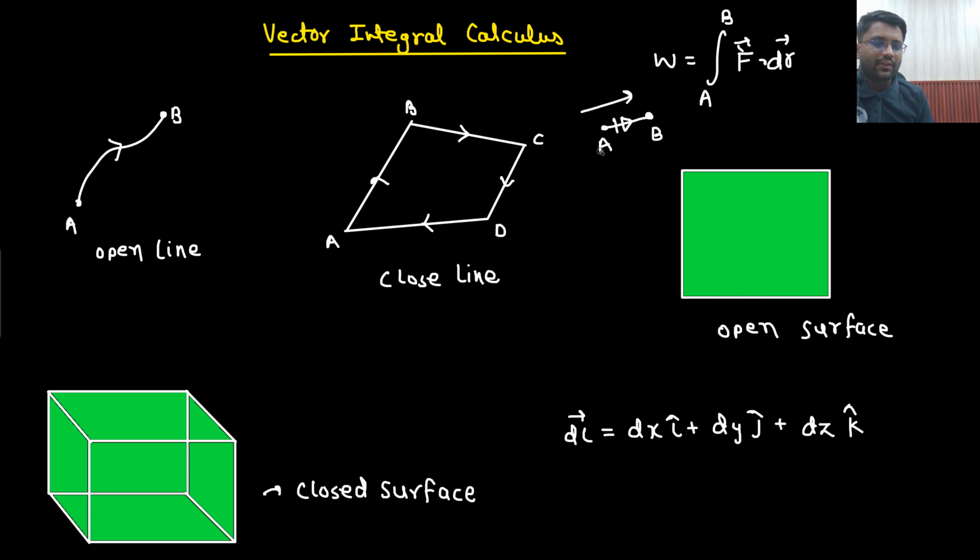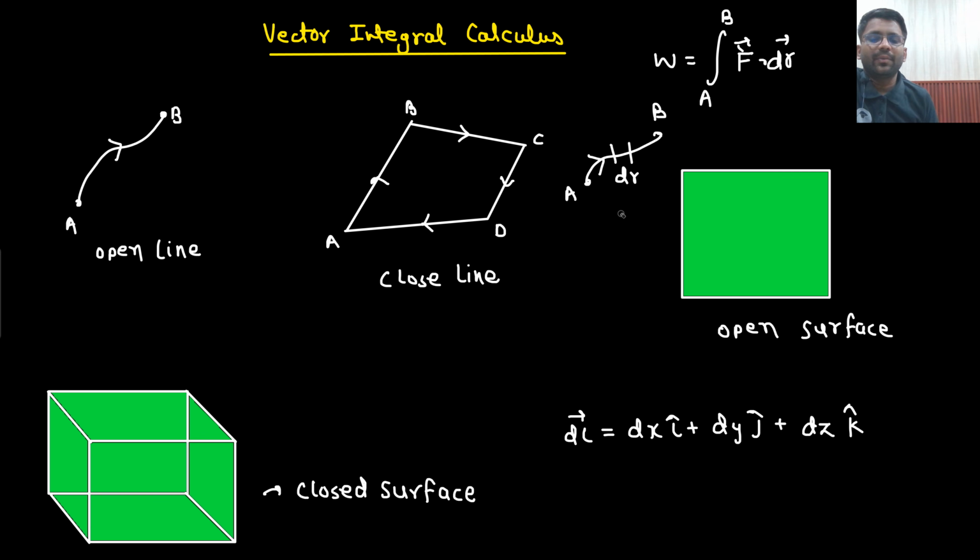There was a field F. You need to move in the presence of field F from point A to point B. What is your path? Let us say this is my path. So in this path, I will take a small length dl. I need to go from point A to point B. From A to B, I will take a small length dr and I will integrate it in this manner.